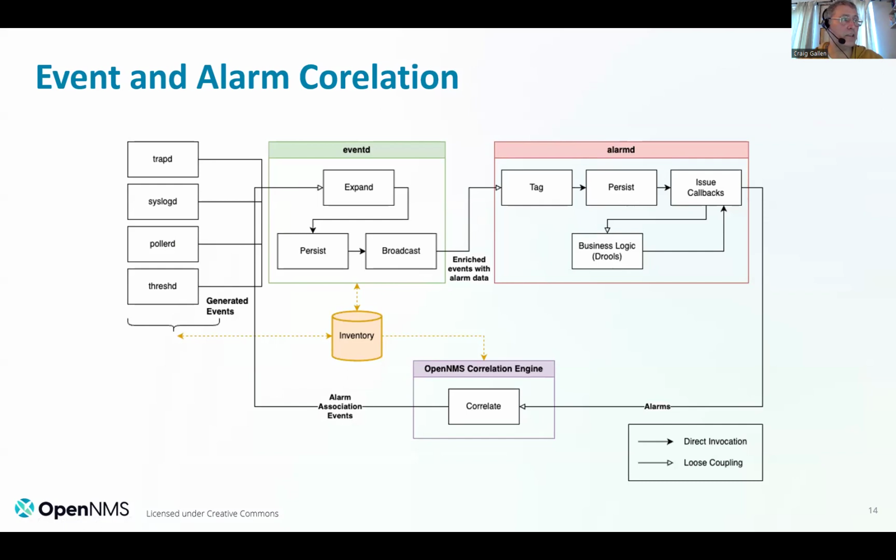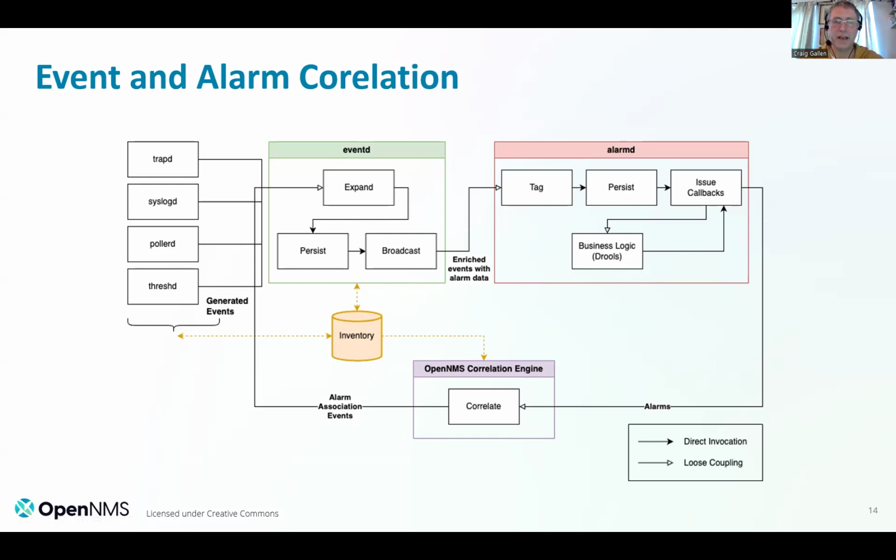OpenNMS itself, when it's polling services, if PollerD, which is the daemon that does the polling, detects that a service is down, that will generate an event. And ThreshD, which is the thresholding service, if OpenNMS is measuring a statistic and it crosses a preset threshold, that will also generate an event. So you'll have events corresponding to traps, events corresponding to syslogs, and events corresponding to thresholds or services that are up or down or have been crossed. Those are events.